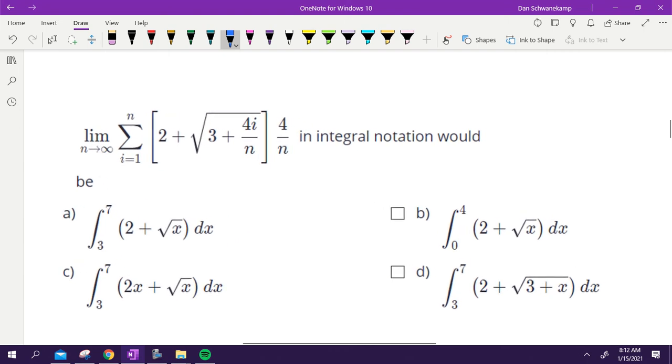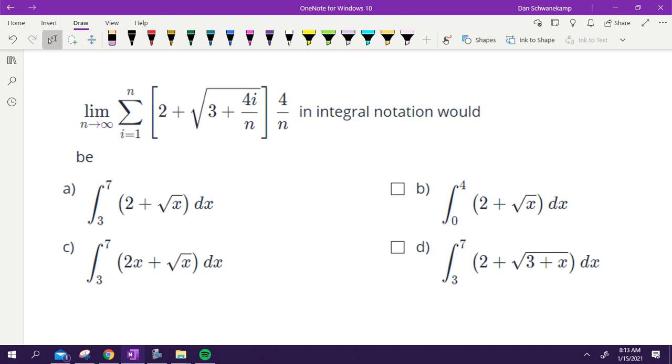Let's try that one. It is a weird problem. Again, I know that these are weird. I know that you might not be super comfortable with them. You got to practice them.